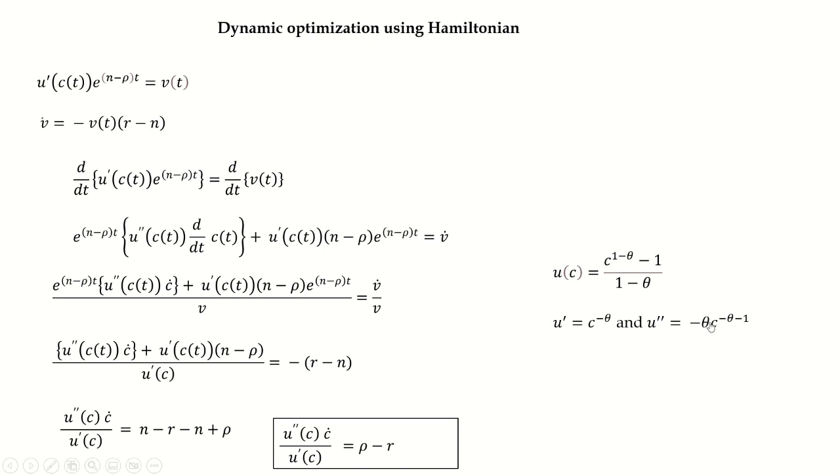We take these two values and substitute them in this expression, and what we get is c dot over c is equal to 1 over theta times r minus rho. Again, there's a lot of economic interpretation that goes behind this and that you will see in the core courses. Right now, our focus was on the application of the Hamiltonian by using this utility function.